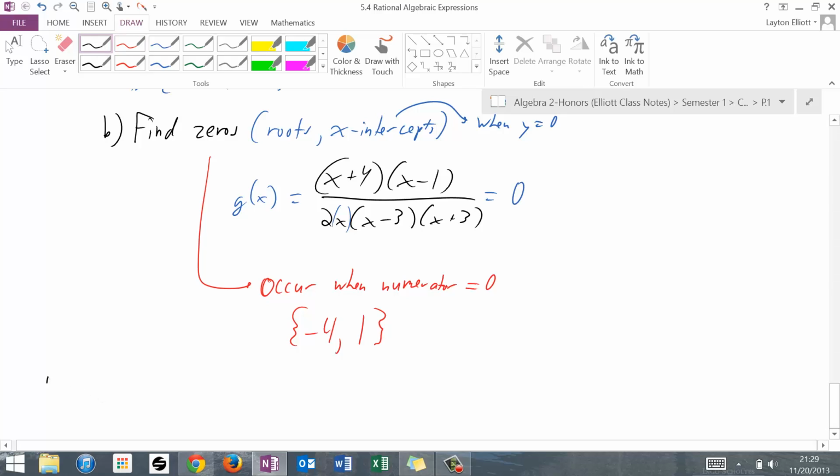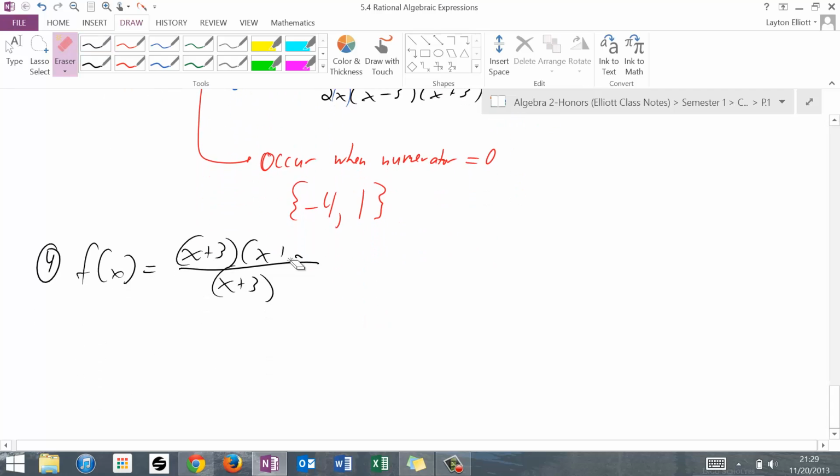Let's practice this again. F of x equals x plus 3 times x plus 2 over x plus 3. I'm going to leave this one factored. It already is factored. Let me fix that right side, but while I'm doing that, let me kind of talk about this. You should know something about this.